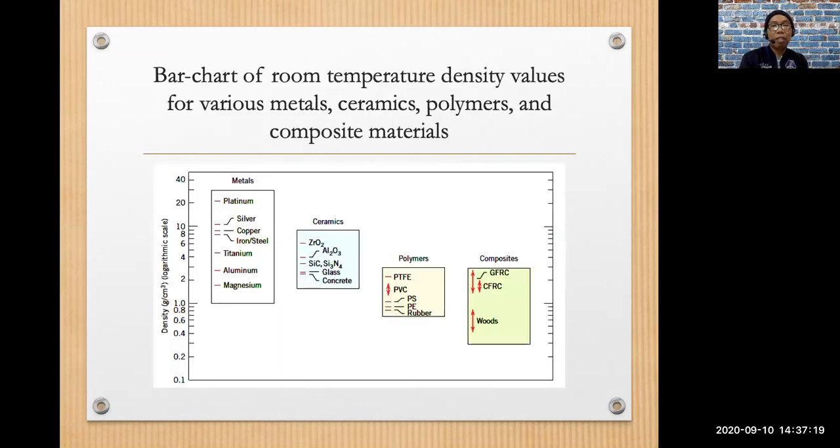Okay? So, let's look at this bar chart of room temperature density values for various metals, ceramics, polymers, and composite materials. Okay, so as you can see, this is the density in gram per cubic centimeter. So, ayan. Mas mataas nga yung density nitong mga metals compared to ceramics and polymers. Pag nilagay mo yan sa isang medium, kunyari, liquid or fluid, yung mga metals, magsisink kaagad. Kasi yung density niya mas mataas kumpara dun sa ceramics and polymers. Okay?